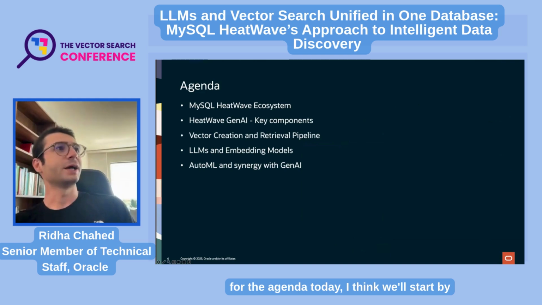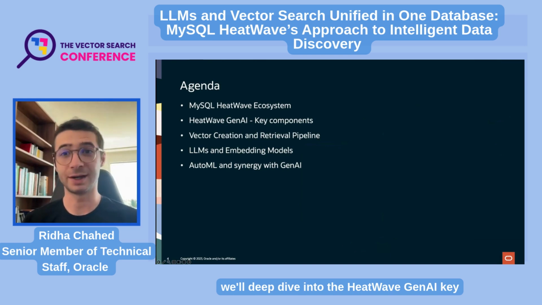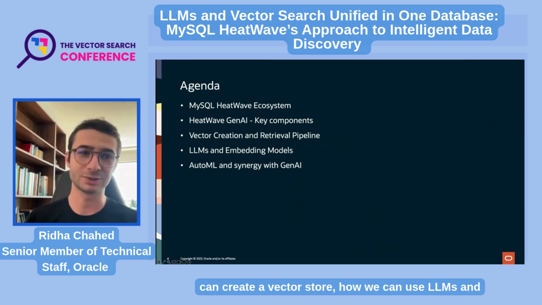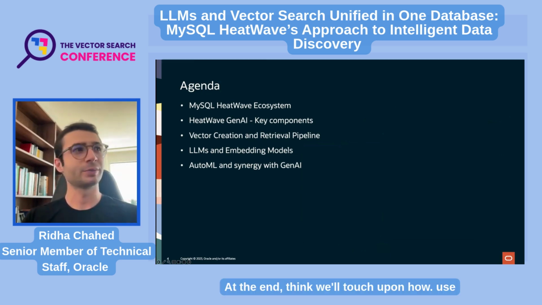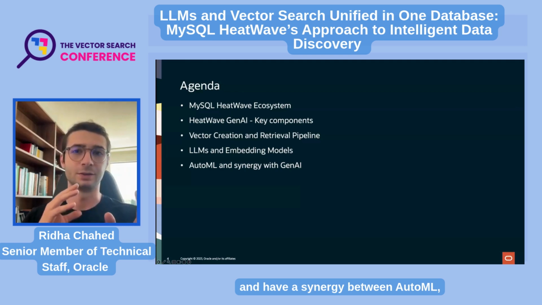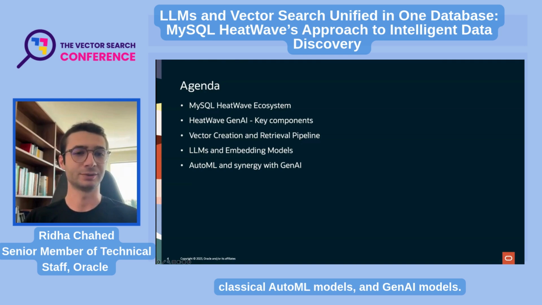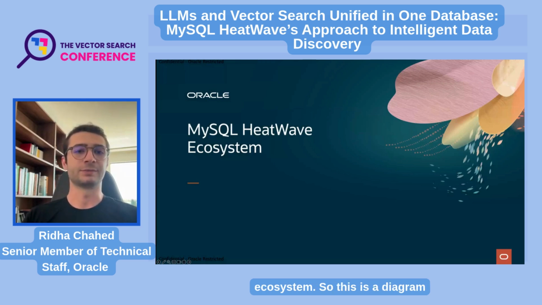So for the agenda today, I think we'll start by introducing the MySQL HeatWave ecosystem. Then we'll deep dive into the HeatWave GenAI key components within the MySQL service. And then we'll see how we can create a vector store, how we can use LLMs and embedding models within your MySQL database. At the end, I think we'll touch upon how we can have a synergy between AutoML, classical AutoML models, and GenAI models. So let's start with the MySQL HeatWave ecosystem.